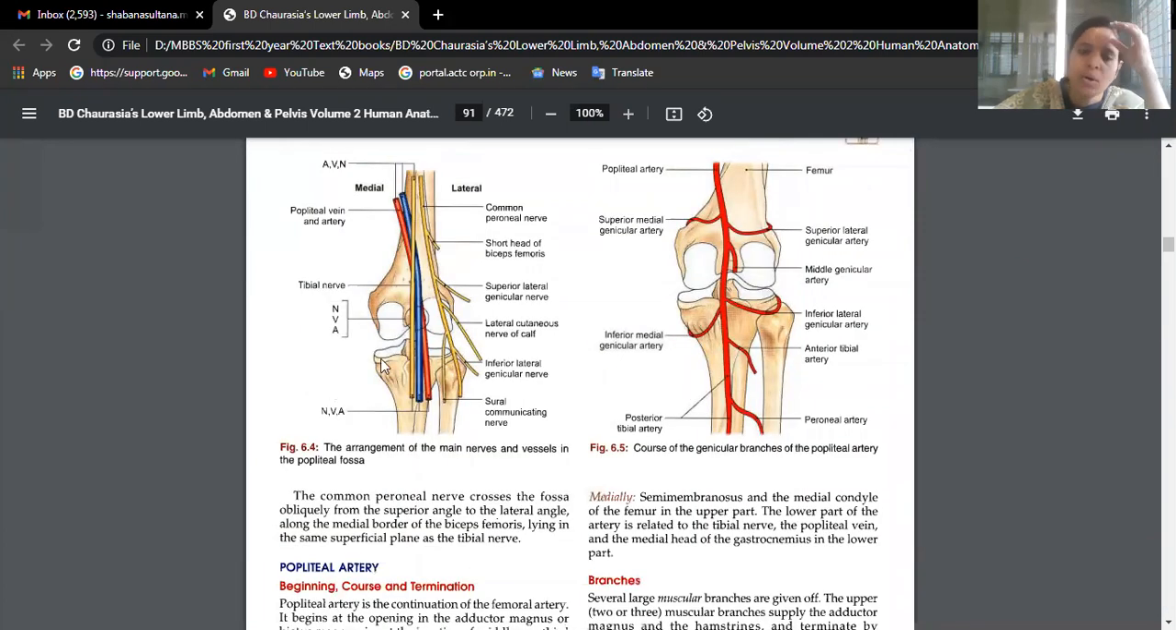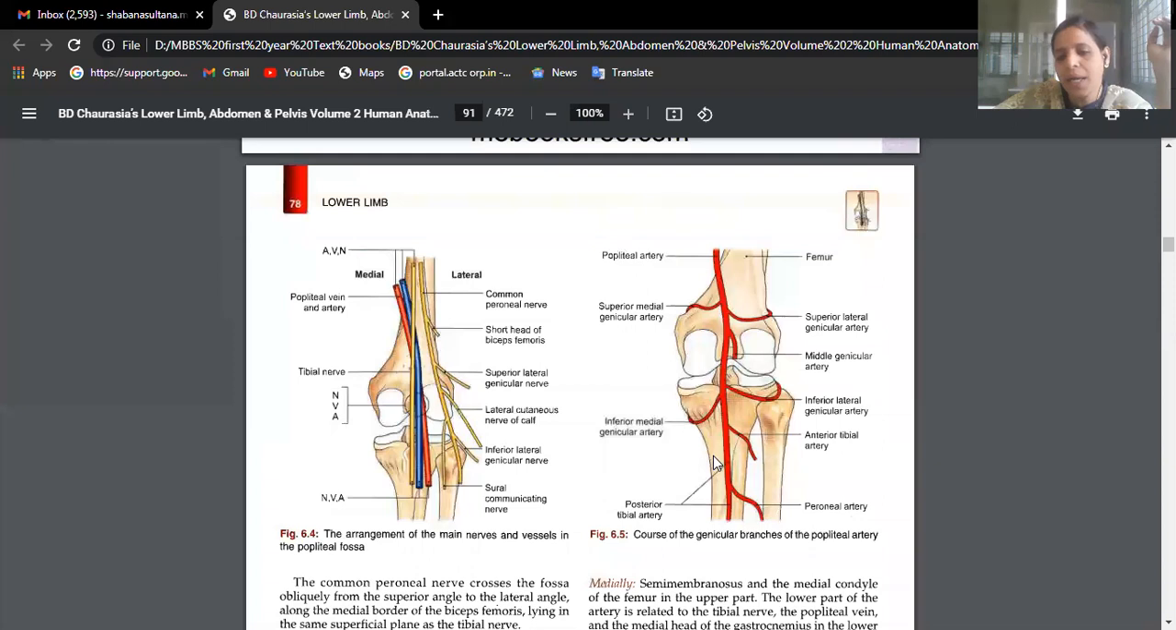As you come down, in the lower one third of the popliteal fossa, we have NVA. You remember this course, it becomes easy better. Nerve is tibial nerve medially, popliteal vein in the middle and popliteal artery laterally. These are the contents. Now in our question presently, we are asked to elaborate popliteal artery.